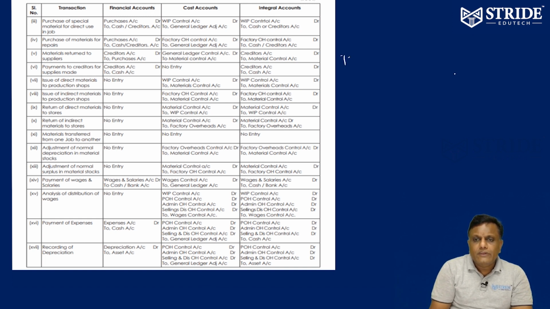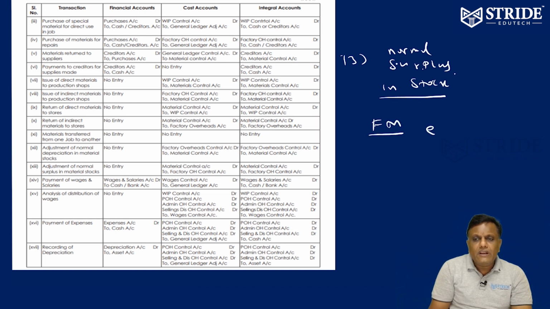So 13th transaction, that is surplus, normal surplus in stock. Previous one depreciation, this one surplus. Normal surplus in stock. There is no entry in financial. But in cost, this is normal surplus. Surplus should be transferred to material control. Surplus to be transferred to depreciation means material to be credited. Surplus means material to be debited.